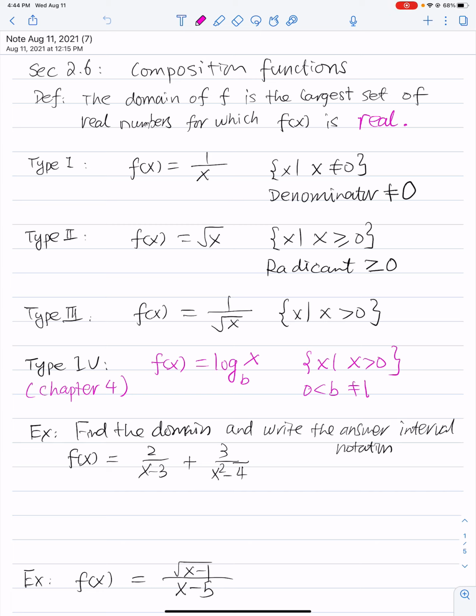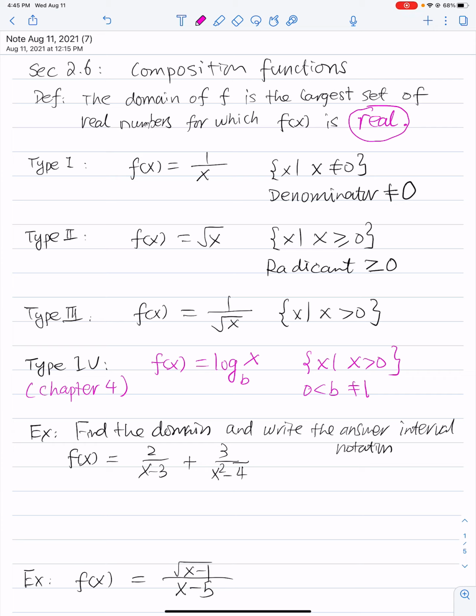Okay, so we will continue with section 2.6, composition of functions. First, let's start with the definition of the domain. The domain of f is the largest set of real numbers for which f(x) is real. This is very important. We all learned the square root of negative 1 is i, but it's not real. We wanted f(x) to be real numbers.